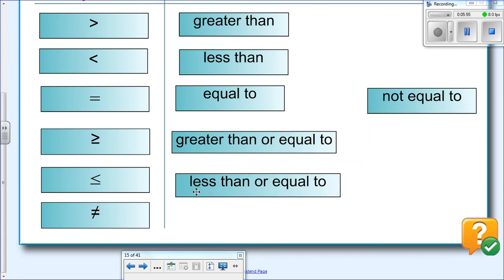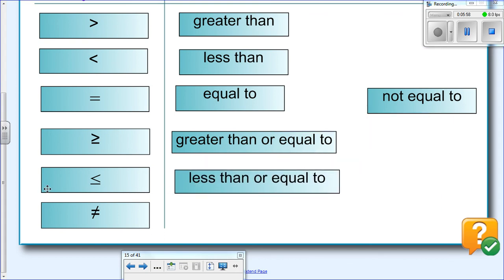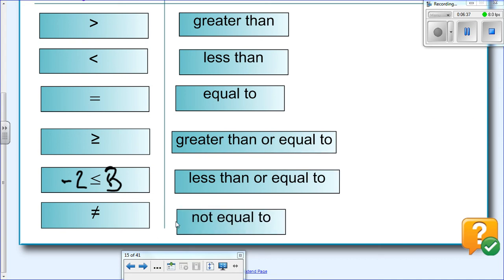The next one is the less than or equal to. So if I said, I could say two different things here. I could say -2 is less than, let's say, 3. Or, because of that equal to symbol, we could say -2 is less than or equal to -2, because -2 is equal to -2. And then this last one is not equal to.